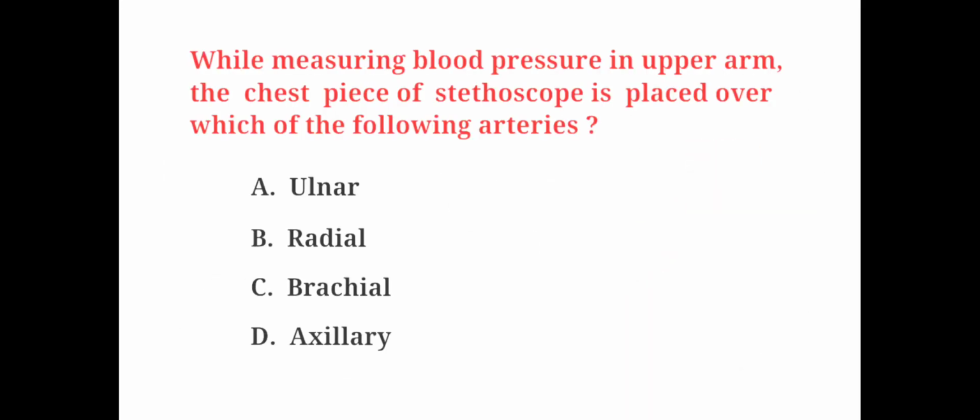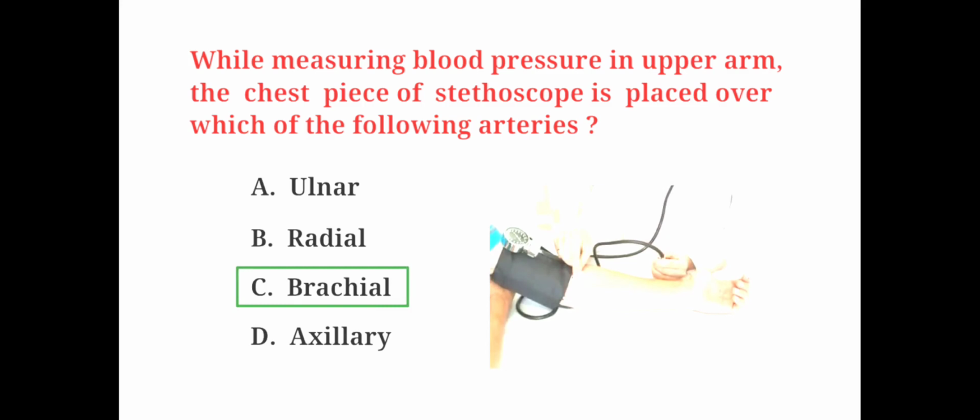While measuring blood pressure in upper arm, the chest piece of stethoscope is placed over which of the following arteries? A. Ulnar. B. Radial. C. Brachial. D. Axillary. And the correct answer is C. Brachial. While measuring blood pressure in the upper arm, the chest piece of stethoscope is placed over the brachial artery.